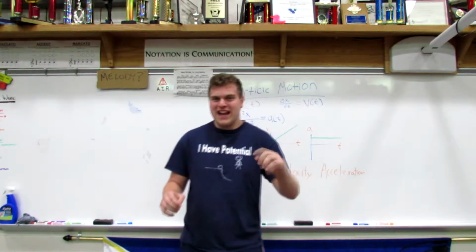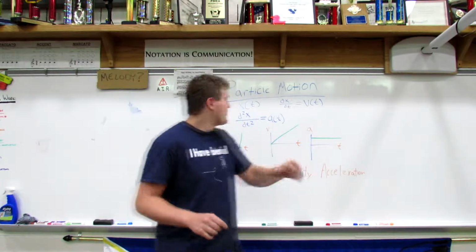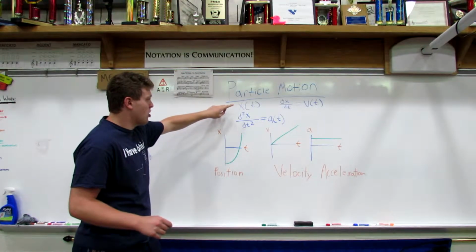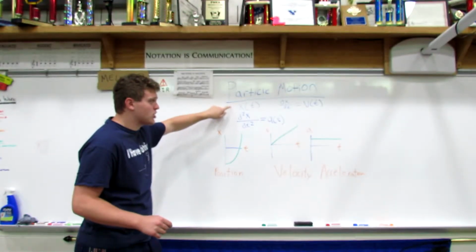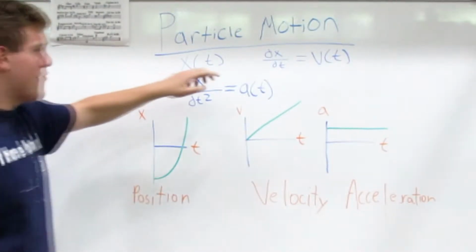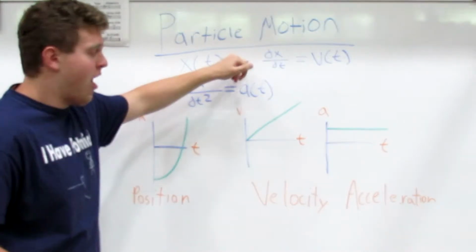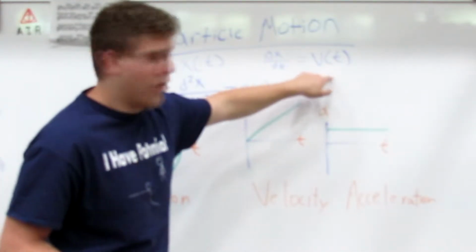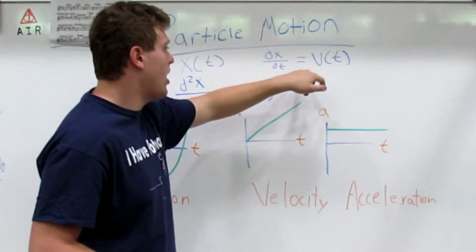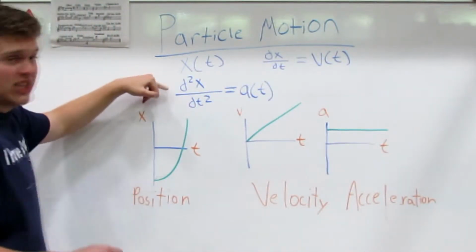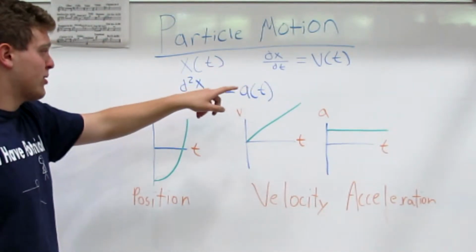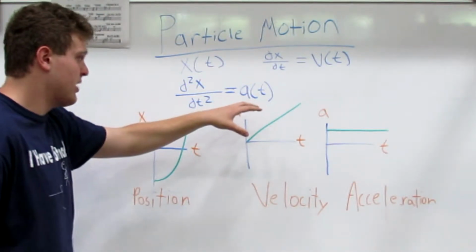I'm going to be showing you an application of derivatives, specifically particle motion. Particle motion all starts out with x of t, which stands for position of the particle. If you take the derivative of the position, you get v of t, which is equal to the velocity of the particle. If you take the derivative of the velocity, or the second derivative of position, you'll get acceleration of the particle, which is symbolized as a of t.